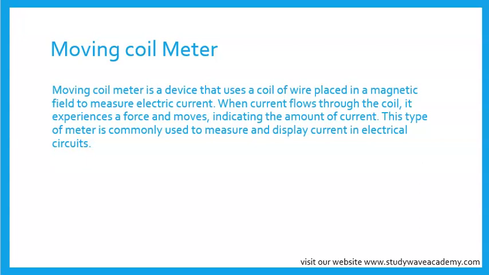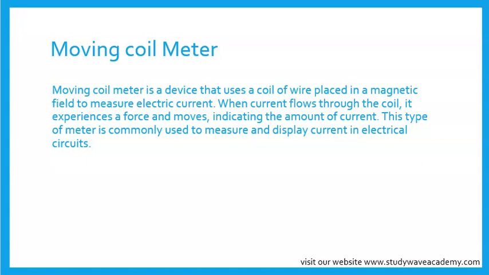Moving coil meter is a tool used to measure electric current, okay? When current flows through the coil, it experiences a force that makes it move. Okay? This movement is used to show the amount of current in the circuit. Do we understand that? Moving coil meter is a device that uses a coil of wire in a magnetic field to measure electric current. Okay?